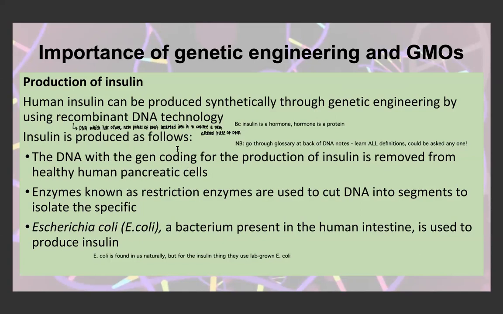The DNA within the gene coding for the production of insulin is removed from a healthy human pancreatic cell. So a healthy cell that produces insulin. Enzymes called restriction enzymes then cut this DNA into segments to isolate the specific gene. Then a bacterium called E. coli, which is usually present normally in a human intestine, is used to produce insulin. So for this insulin process, they use lab-grown E. coli as opposed to E. coli actually found in our gut.